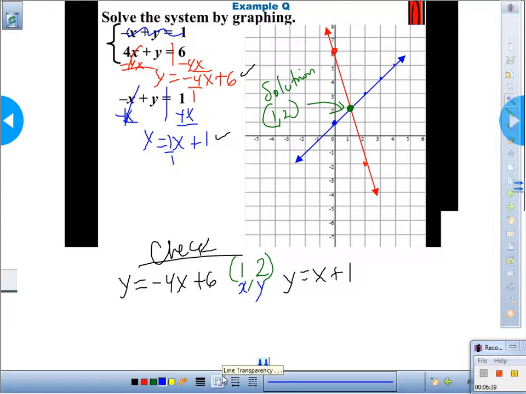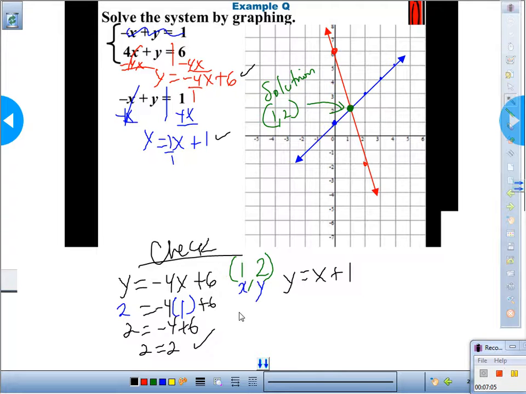So what do you think we're going to do with these values and those equations? Tell your neighbor, please. Yeah, substitute and check and see if it's true. So here instead of y, I'm going to write 2, and instead of x, I'm going to write 1. Bring everything else down. 2 equals negative 4 plus 6. Does 2 equal 2? Yeah, check.